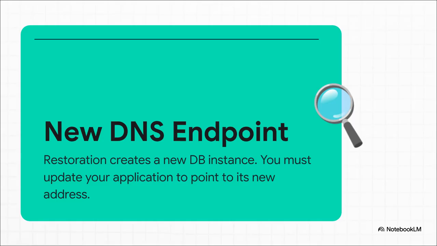And here it is, the big gotcha that trips up so many people. When you restore a database, doesn't matter if it's from a snapshot or a point-in-time recovery, AWS spins up a brand new database instance. And that new instance has a totally new DNS endpoint, a new address. So if you forget to go into your application's configuration and update that connection string, your app will still be pointing at the old broken database. You have to make that change.